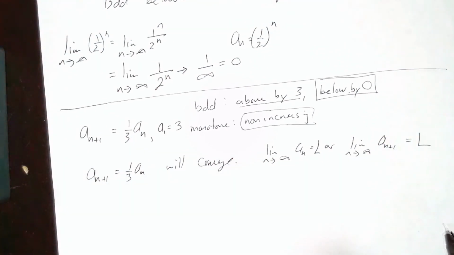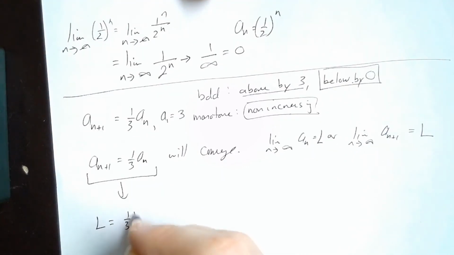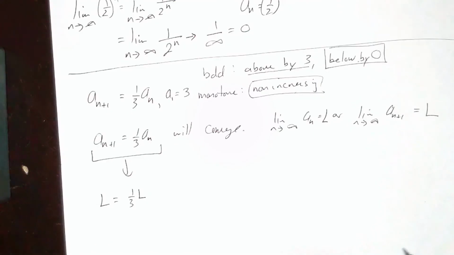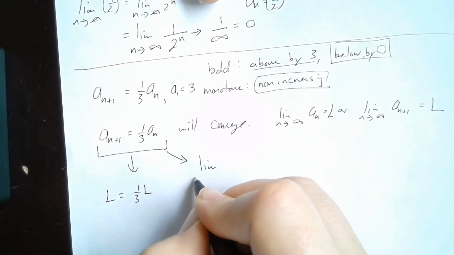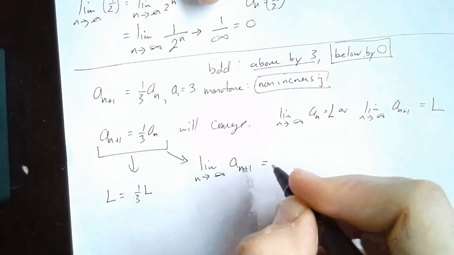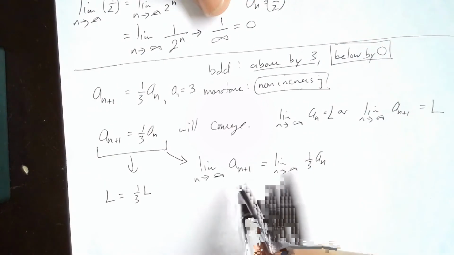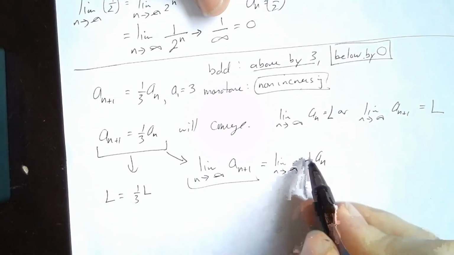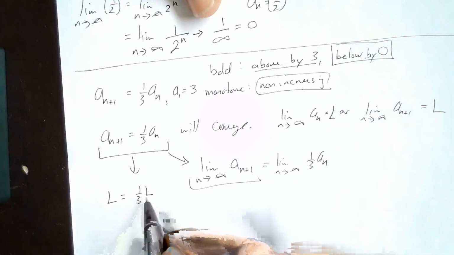So if we identify that they're both L, then this sequence is no longer a sequence. I mean, it still is. But now we can replace a sub n plus 1 with L and a sub n with L. Now, to be honest, we're not actually replacing them with L. What we're doing is taking the limit on both sides. We're taking the limit as n approaches infinity of this side, and the limit as n approaches infinity of this side. The limit of this side right here becomes L, and over here, the 1/3 can be pulled out of the limit because it's a constant value, and the limit as n goes to infinity of a sub n becomes L.